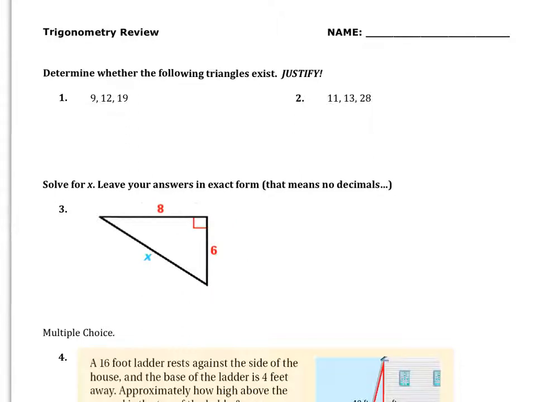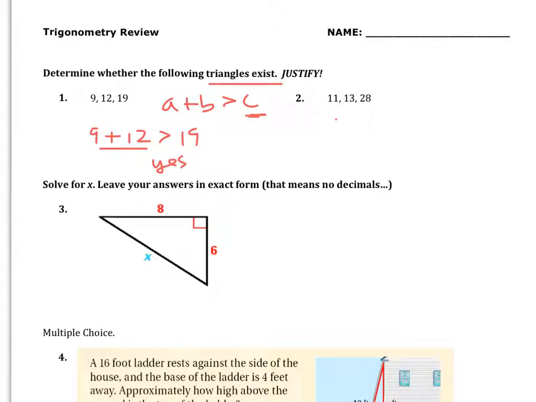Very first question is to determine whether or not a triangle exists. Later on in this lesson, I'm going to teach you to determine whether a triangle is right, acute, obtuse. But in order for a triangle to even exist, reminder that A plus B has to be greater than C. C is the biggest number. In our case, I'm going to check to see that 9 plus 12 is greater than 19. Well, 9 plus 12 is 21, which is greater than 19. Since this is a true statement, yes, a triangle exists.